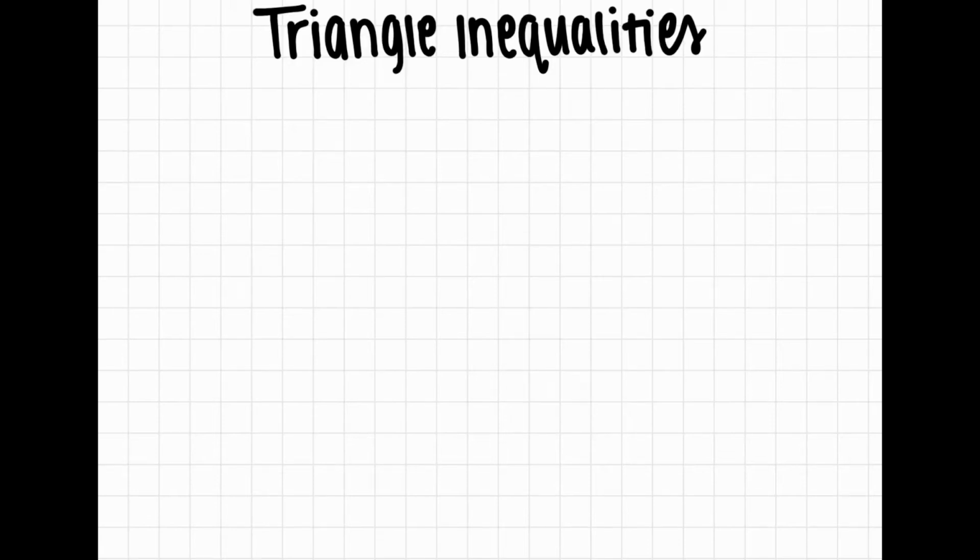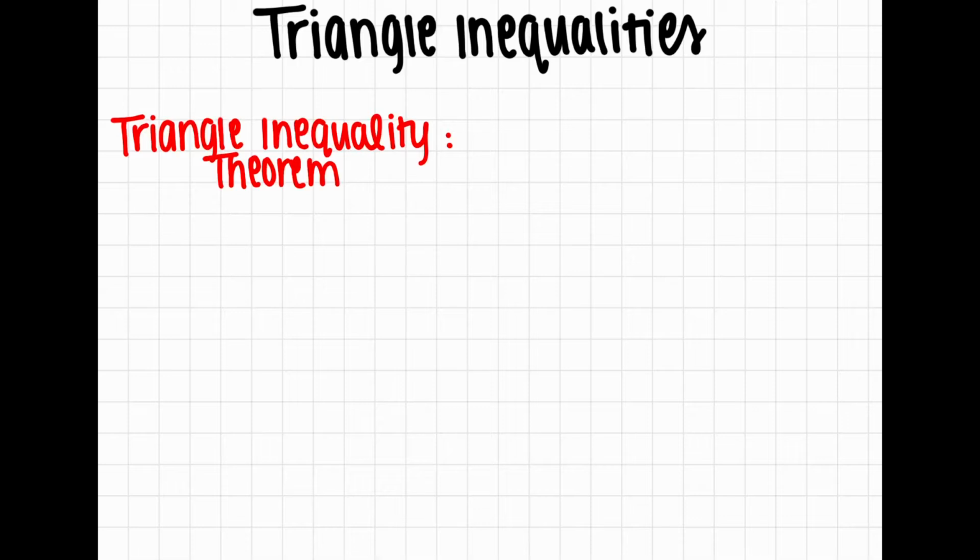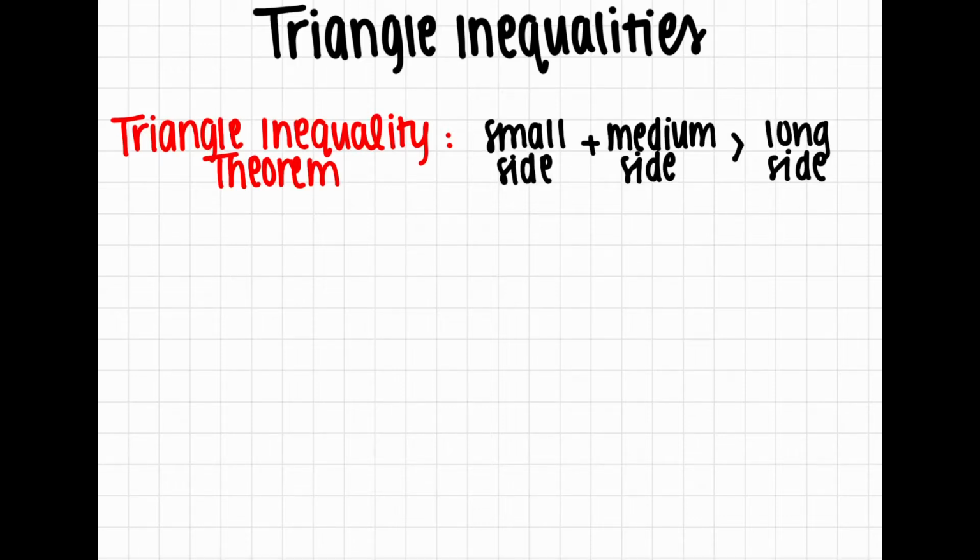All right, so we're moving into our next topic. We did cover special segments in triangles with just numbers and algebra, and we're now moving into something called triangle inequalities. So we have something called the triangle inequality theorem. This states that if you take the length of the small side of the triangle, add it to the middle or medium side, it has to be greater than the largest or longest side in order for those side lengths to make a triangle.